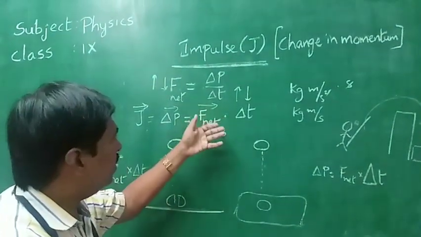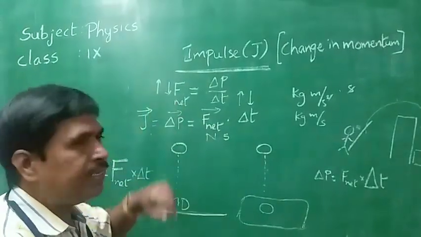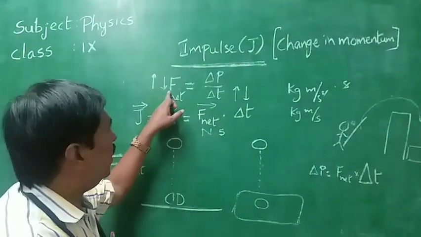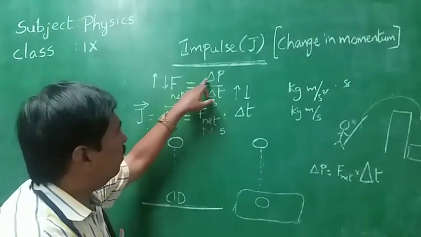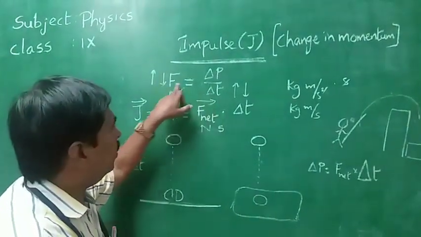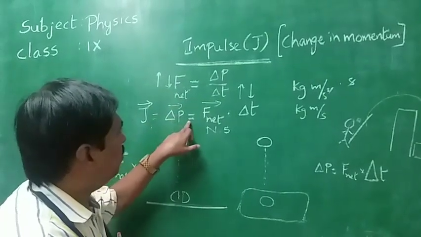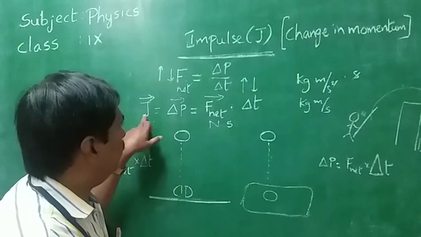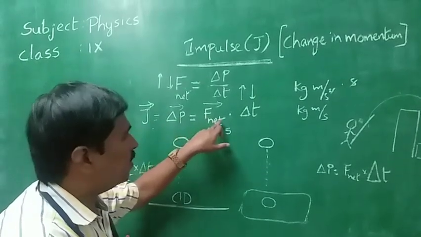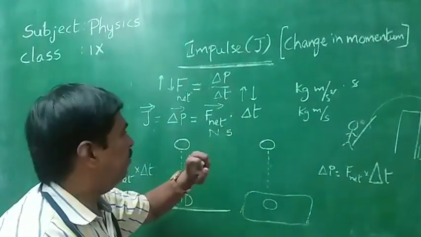We get this formula from Newton's second law: force is directly proportional to the rate of change in momentum. F is equal to delta P by delta T. If you cross multiply these two, you get delta P is equal to F net into delta T. So change in momentum, which is called impulse, is the product of net force and interaction time.